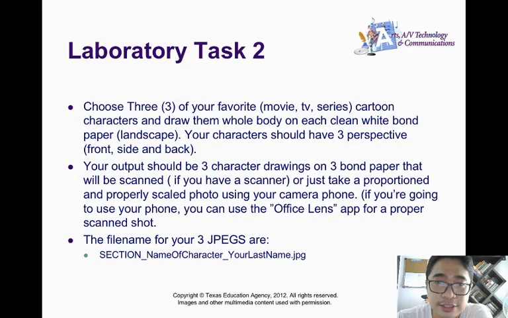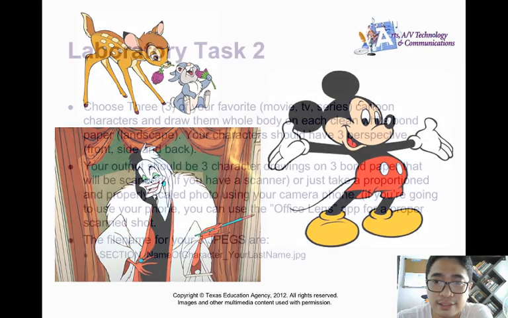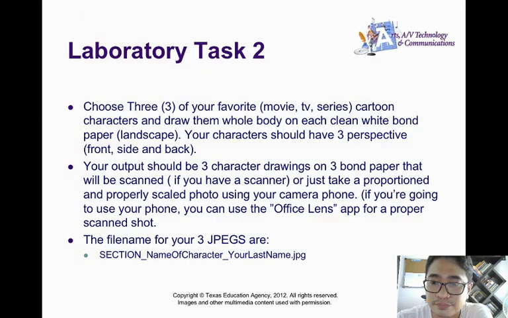So your laboratory task will be a drawing character. So this will be uploaded onto our LMS, and you are going to choose 3 of your favorite cartoon characters and draw them whole body on each white bond paper. So landscape yon, pahiga. Your characters should have 3 perspective views, which is the front, side, and back.